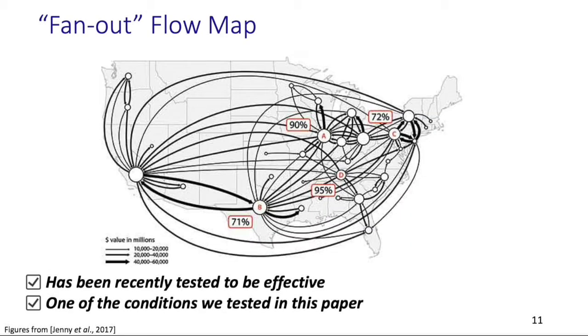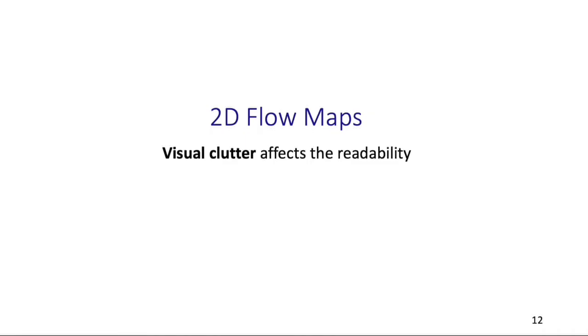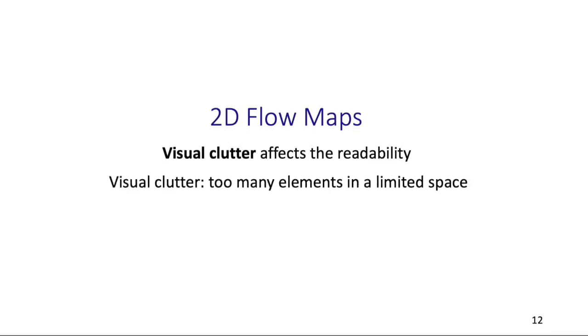Recently, a fan-out style of flow map has been proposed. It maximizes the angular separation of flows at origins and destinations. This technique has been tested in a controlled user study, and it is one of the conditions we tested in our paper. These flow maps are all created in 2D space, and visual clutter is the main issue which affects the readability. Visual clutter basically is produced by putting too many visual elements in a limited space.